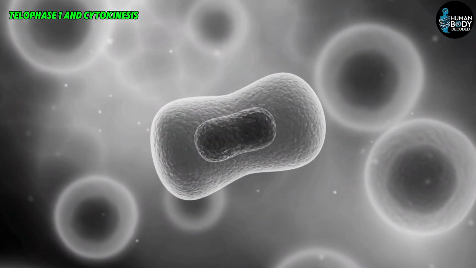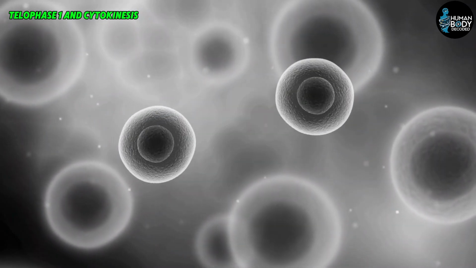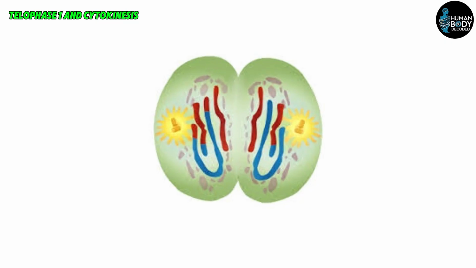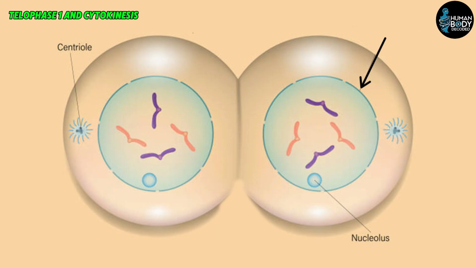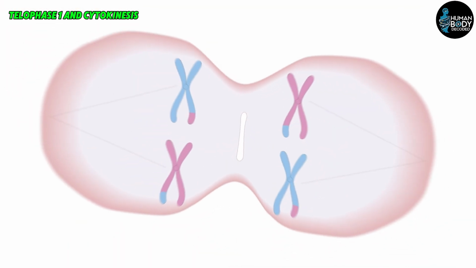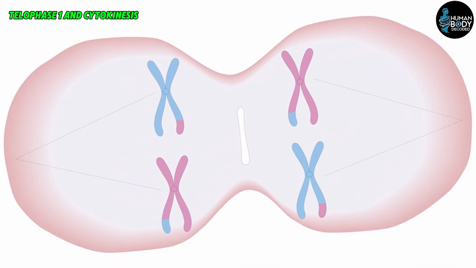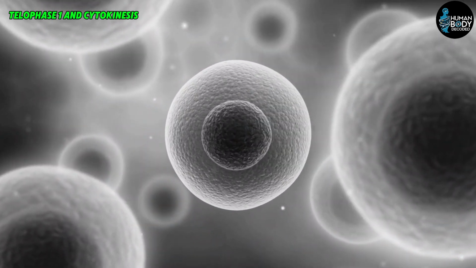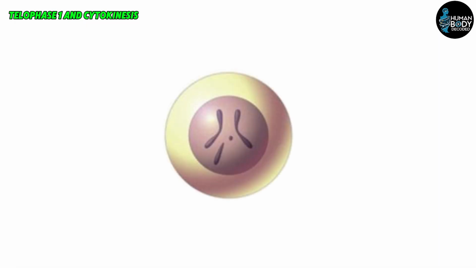You can call it dividing the cell. In telophase I, the separated chromosomes reach opposite ends of the cell, and the nuclear membrane may start to reform. Cytokinesis then divides the cytoplasm, resulting in two haploid cells, each with half the original chromosome number. These cells still have sister chromatids attached.